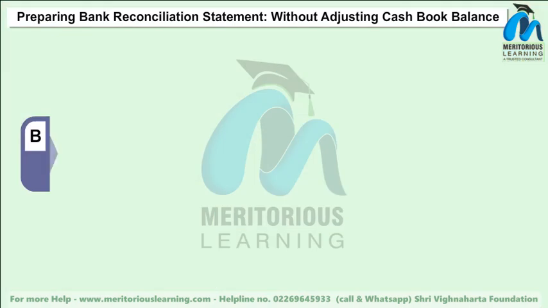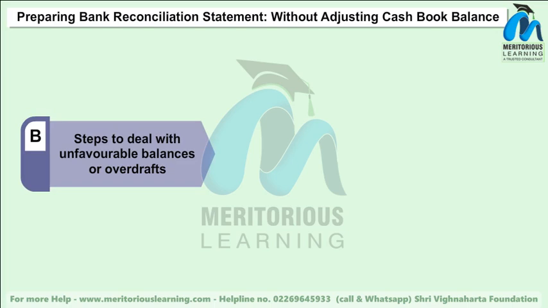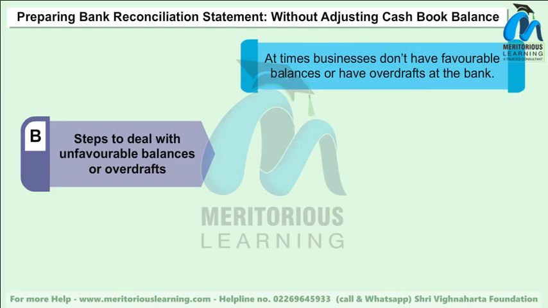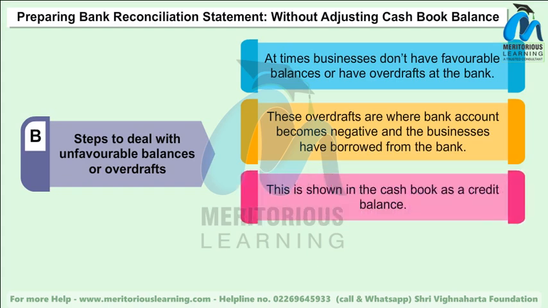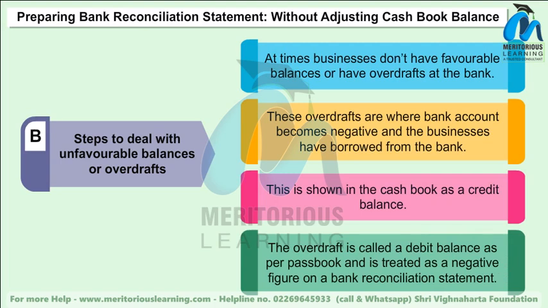6. All credits that are given by bank, such as interest on dividends collected and direct deposits are added. B. Steps to deal with unfavorable balances or overdrafts. At times, businesses don't have favorable balances or have overdrafts at the bank. These overdrafts are where bank account becomes negative and the businesses have borrowed from the bank. This is shown in the cash book as a credit balance. The overdraft is called a debit balance as per passbook and is treated as a negative figure on a bank reconciliation statement.